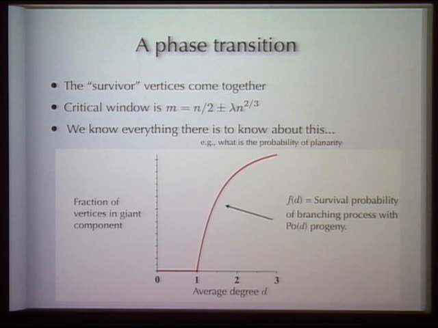This last bit, of course, is quite a lot of hand-waving on my part, but at least the fact that there is no giant component before, you can prove just by a union bound. That's why we had exponential tails. And in expectation, at least, we also saw that there should be a giant component when the degree is above 1. It turns out that we know pretty much everything there is to know about this giant component. We even know things like, what's the probability that things are planar? And like I said, the fraction of vertices in the giant component is equal to the survival probability of a branching process whose progeny is Poisson, with the average degree.